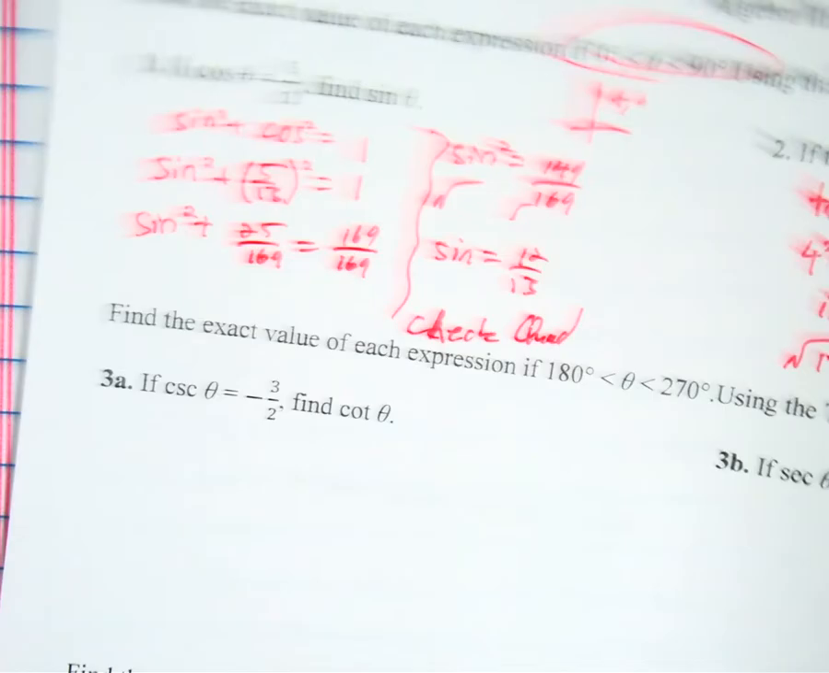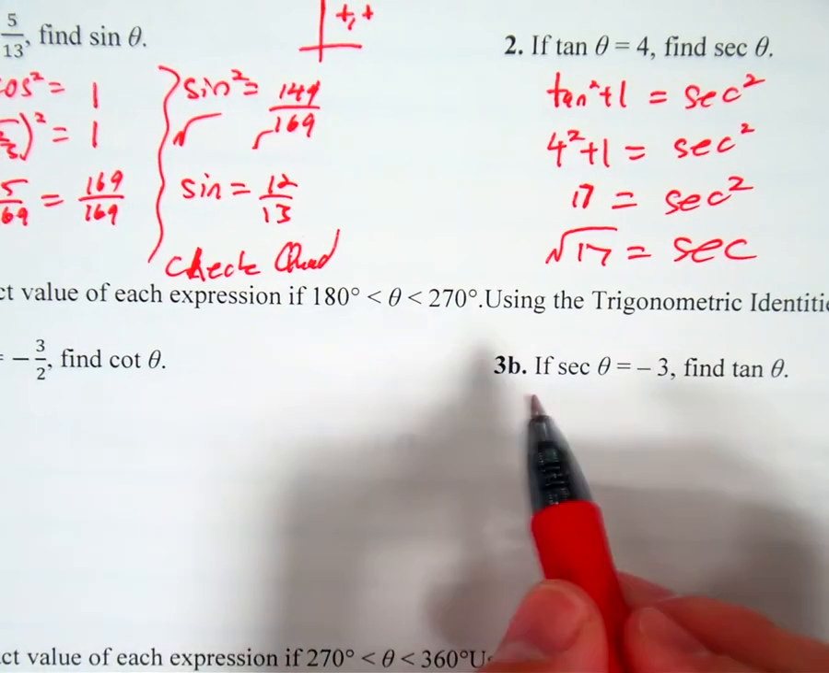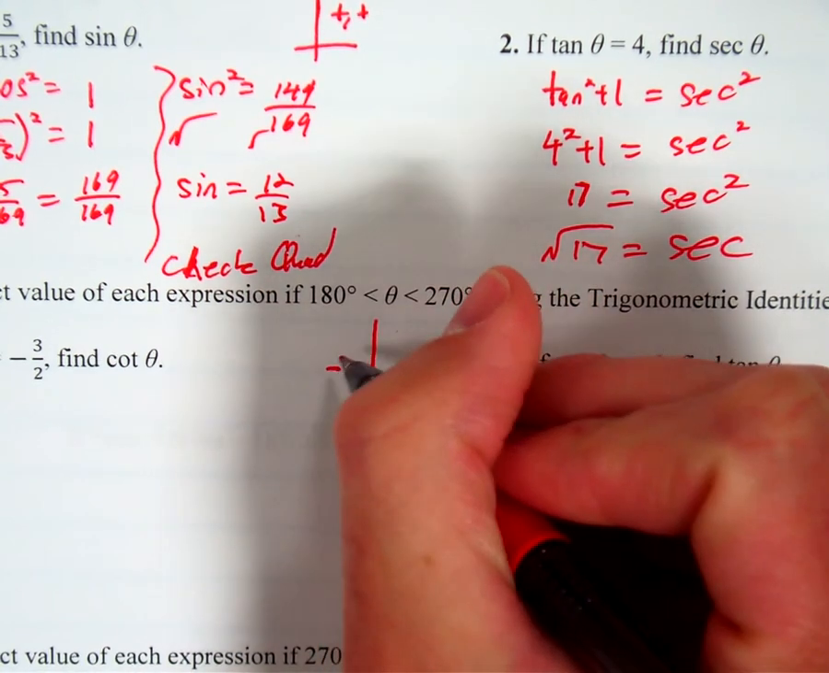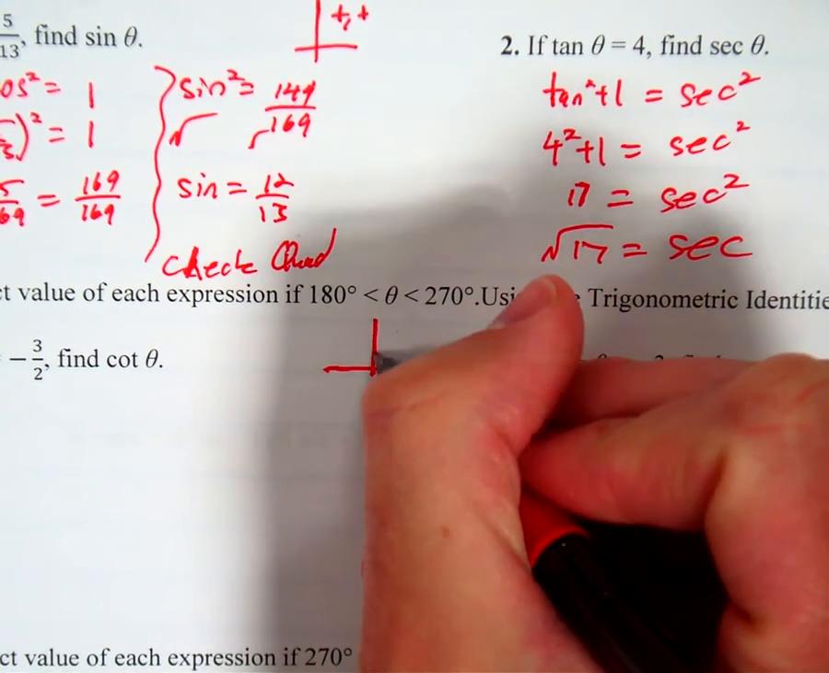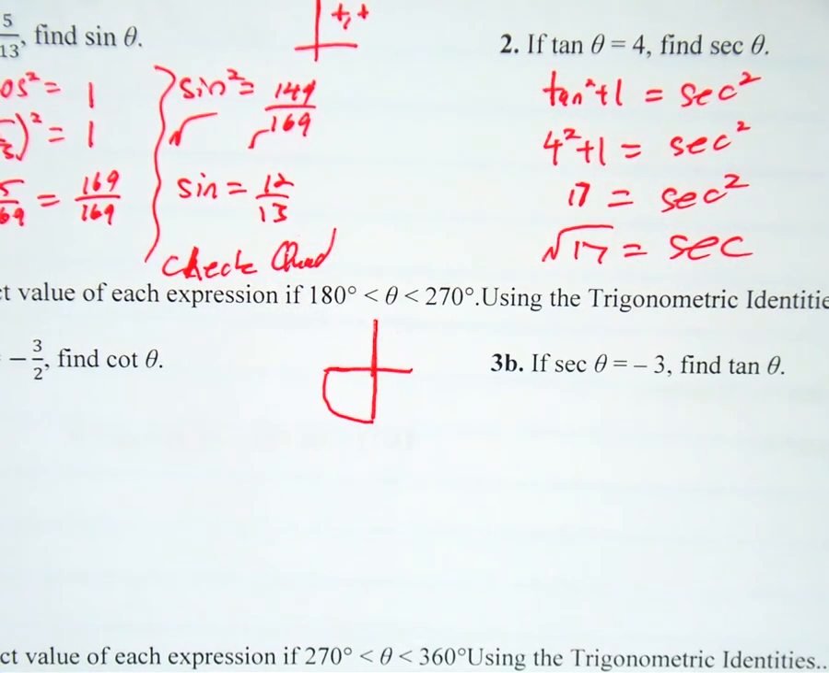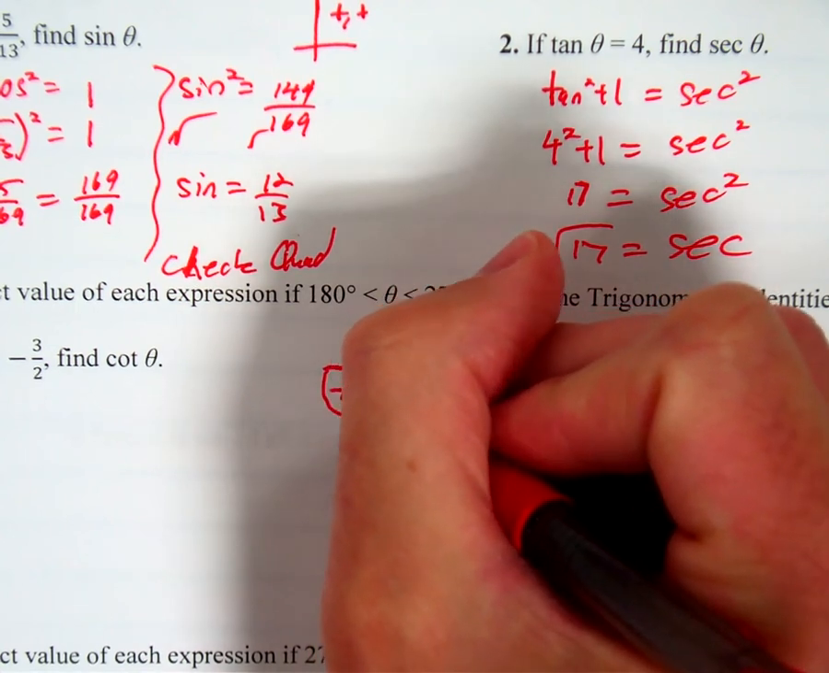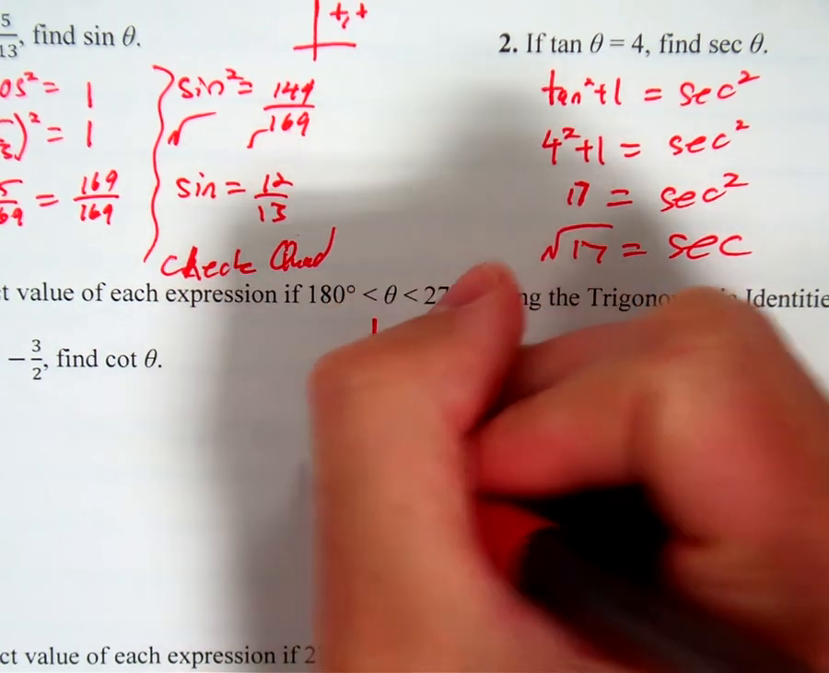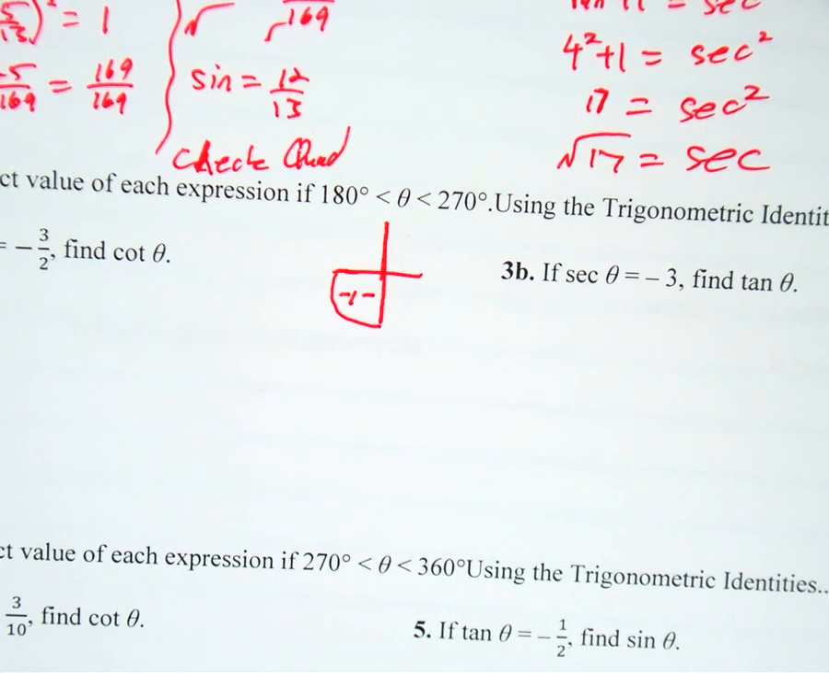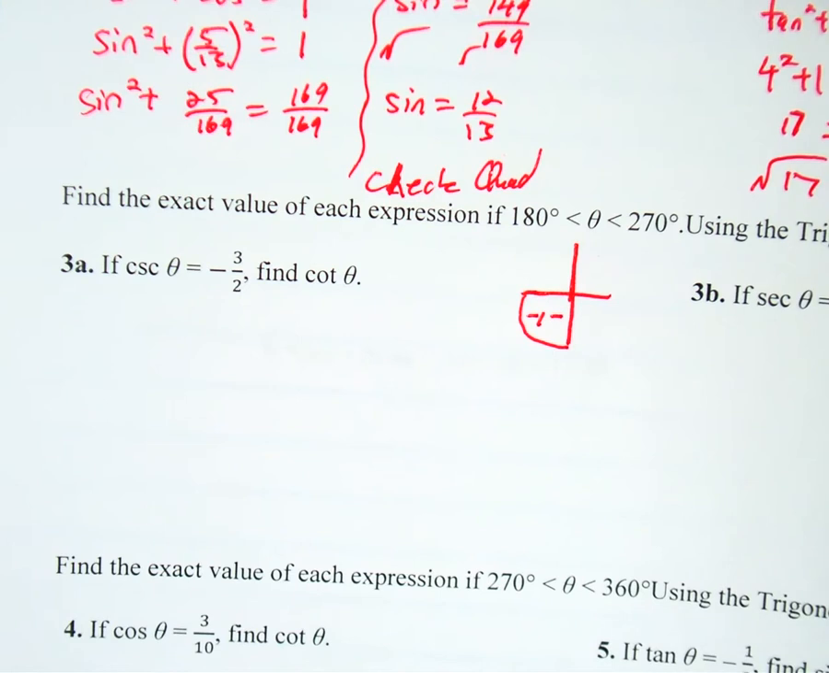Okay, next set of problems. We are in quadrant 3. Oopsies. We're down here in quadrant 3, 180 to 270. Okay, so that means we're negative, comma, negative. Cosine is negative, sine is negative. If cosecant is negative 3/2, find cotangent.